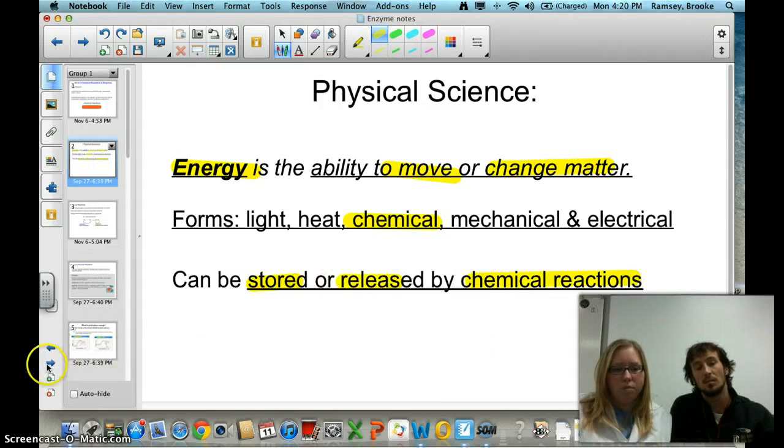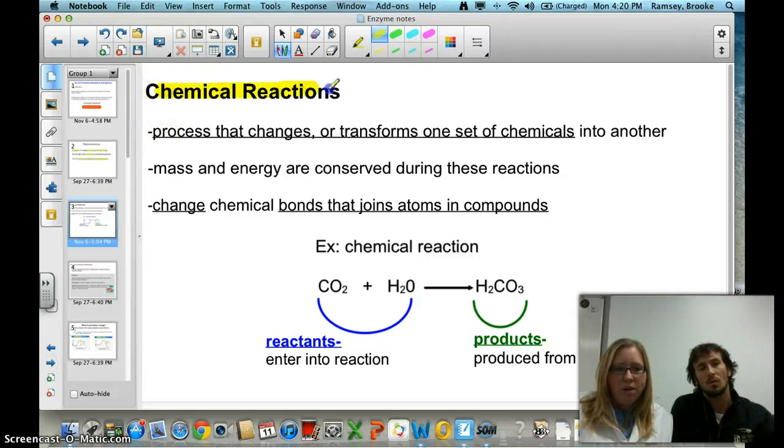Remember, that's the bonds. Okay, so when talking about chemical reactions, we're bringing back some more of the physical science that you should have learned back in 9th grade or back in junior high: the process that changes or transfers one set of chemicals. So we look at a chemical reaction as an example. You need to know these vocabulary words, the reactants and products of what a chemical reaction entails. And basically it's changing, and like we said about bonds joining and breaking to form different formulas, different molecules rearranging themselves.